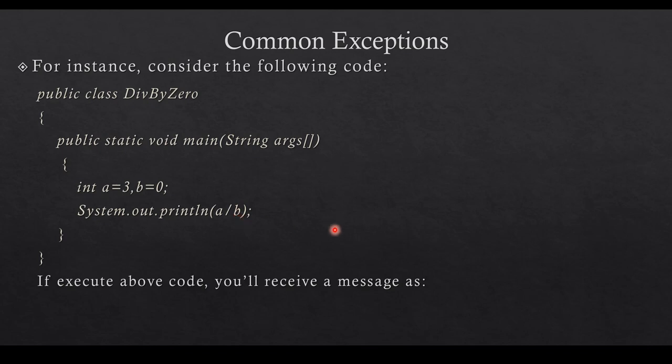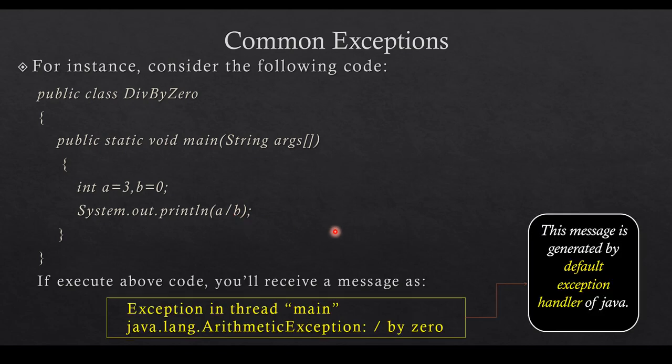So obviously you will get an error message showing Exception in thread main java.lang.ArithmeticException: / by zero. Divide by zero is the error name, which is under the class java.lang.ArithmeticException. This message is generated by the default exception handler. You are not going to do anything; it automatically occurs by the default exception handler in Java.